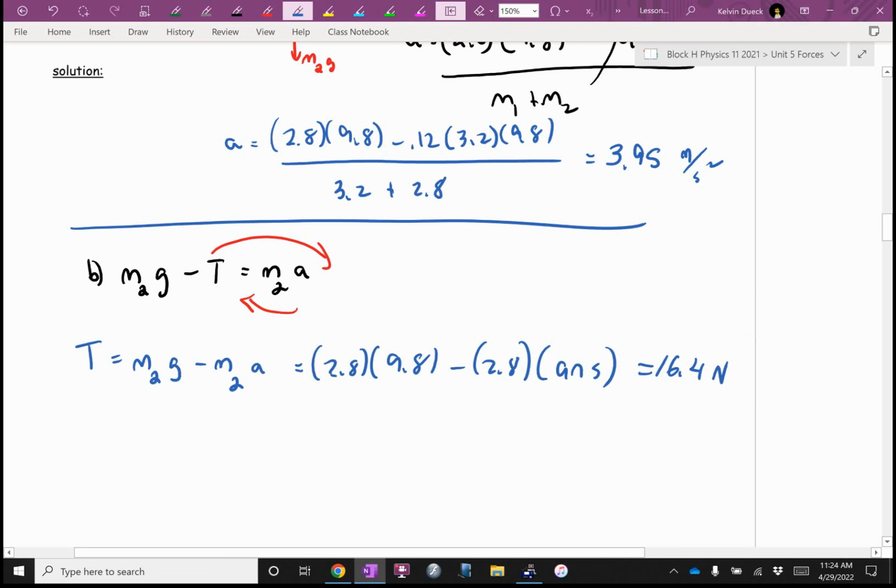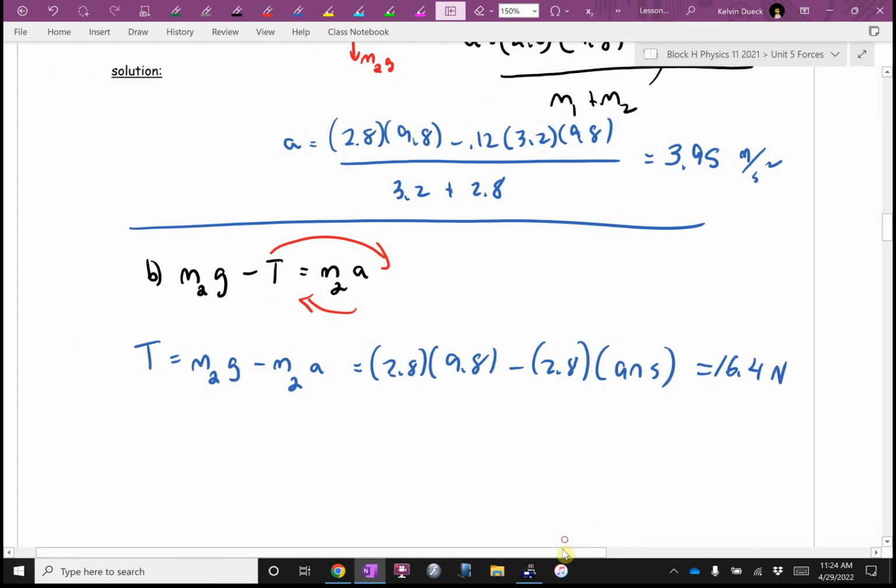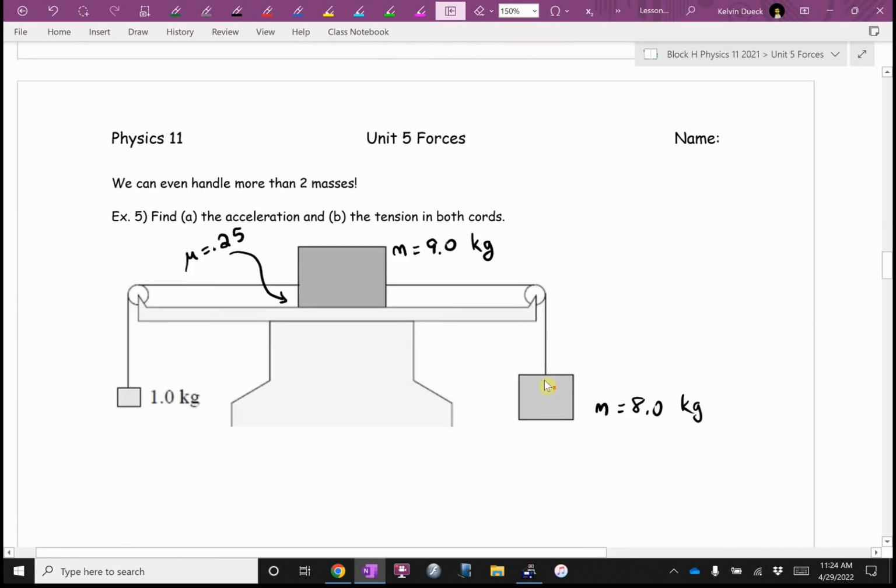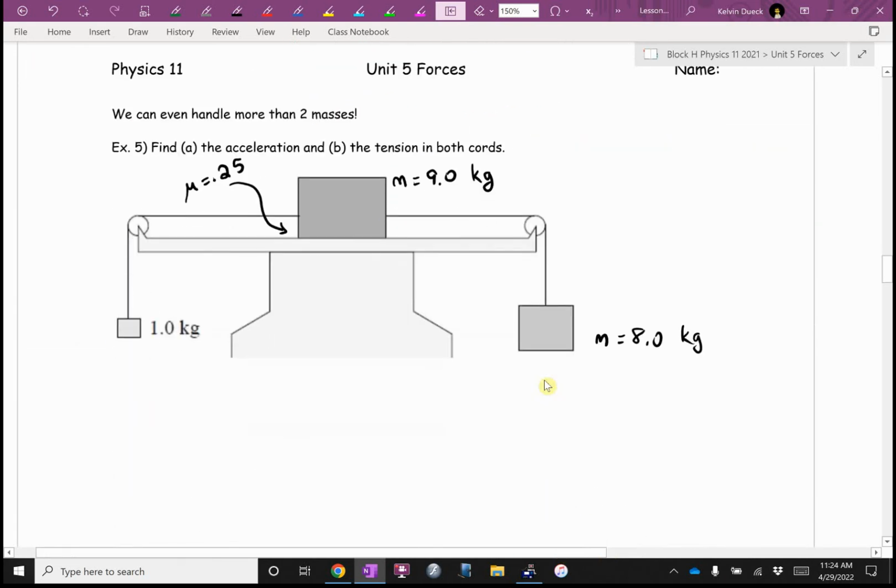Yeah. Quick, bunny. We can even handle more than 2 masses. We can handle 10. It just makes a way longer equation.